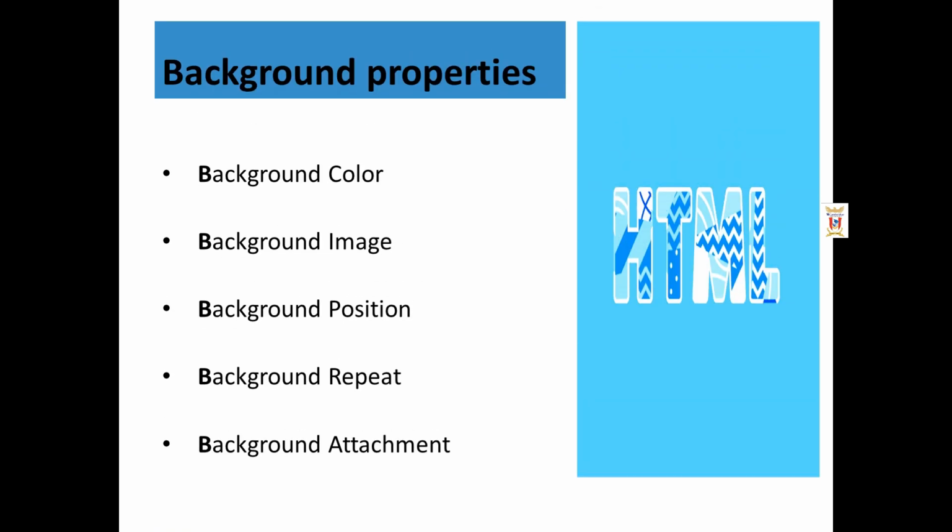The next is the background property. So we have 5 properties here: background color, image, position, repeat, and attachment. To learn about these properties, we will take an example for each and every property. Let's start with the first example of background color.